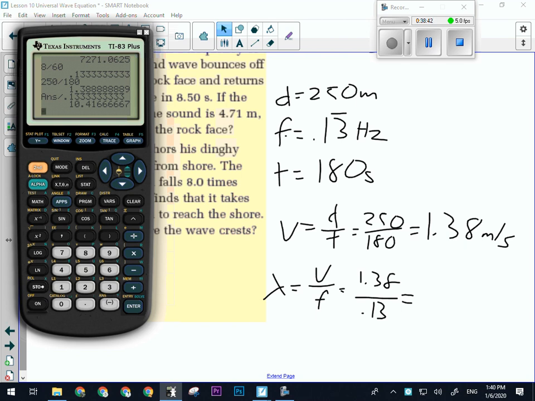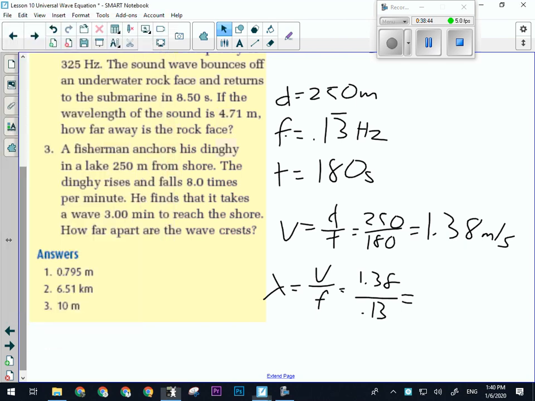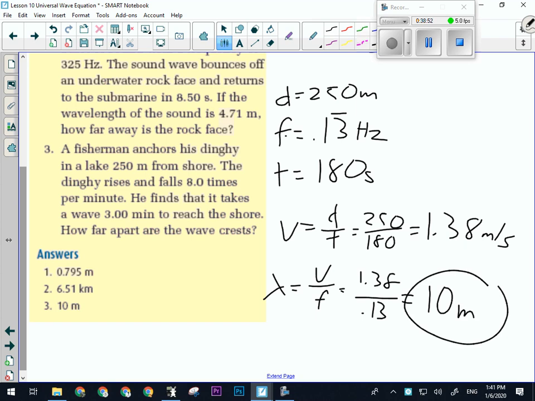Okay, so we're going to get 10.4. Actually, we only have 2 significant figures here. So 10 meters is my wavelength. In a universal wave equation kind of question, you're often going to have V equals D over T. You're going to get some of that stuff about how many crests, and maybe some stuff about echoes and things like that. Those are all examples of universal wave equation type problems.